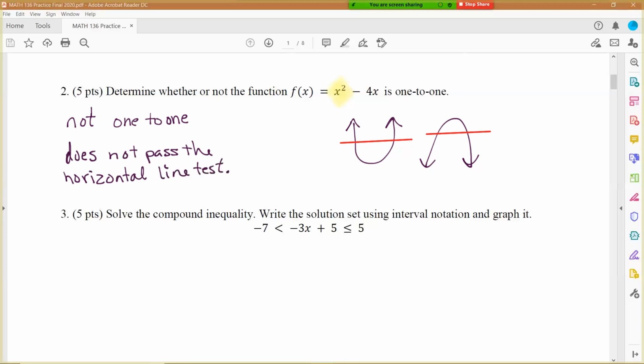So is this what we're going to have to write? You just tell me it's not 1-to-1. You don't have to write out an explanation. I just wrote out the explanation so that when you look over this before you take your test tomorrow, you know exactly why we put that it was not 1-to-1.